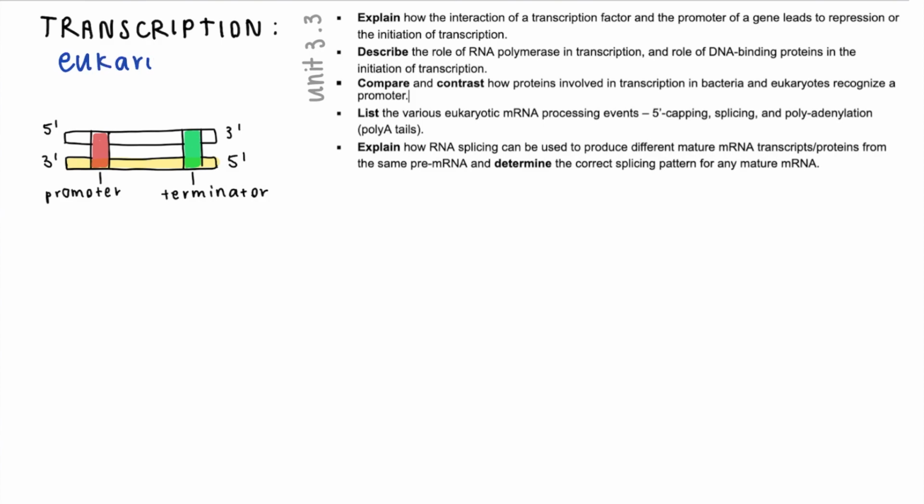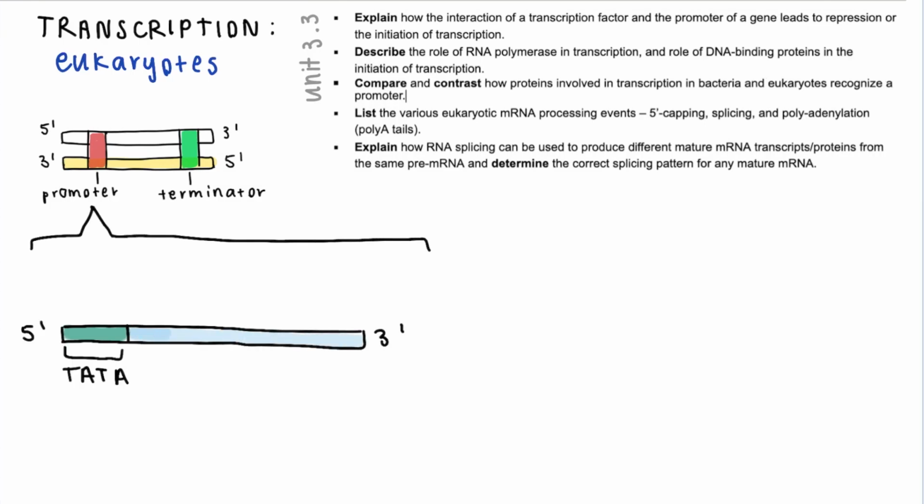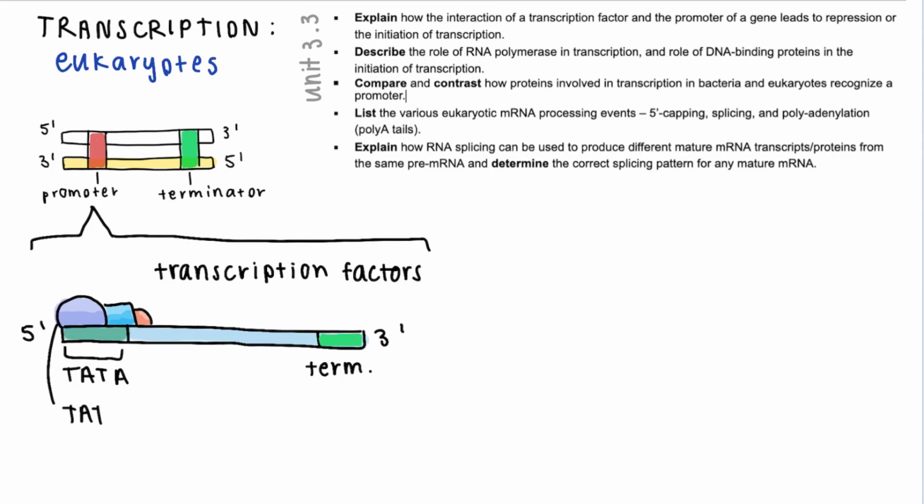Now we're going to look at this process a bit more closely in eukaryotes and then in prokaryotes. Within the promoter for eukaryotes, there is the TATA box, which we already spoke about. Here is where transcription factors bind, which increase the likelihood of RNA polymerase being recruited. Though there's multiple, one of them for eukaryotes is the TATA binding protein. So when these transcription factors are bound, RNA polymerase is recruited and begins transcribing from the promoter to the terminator.